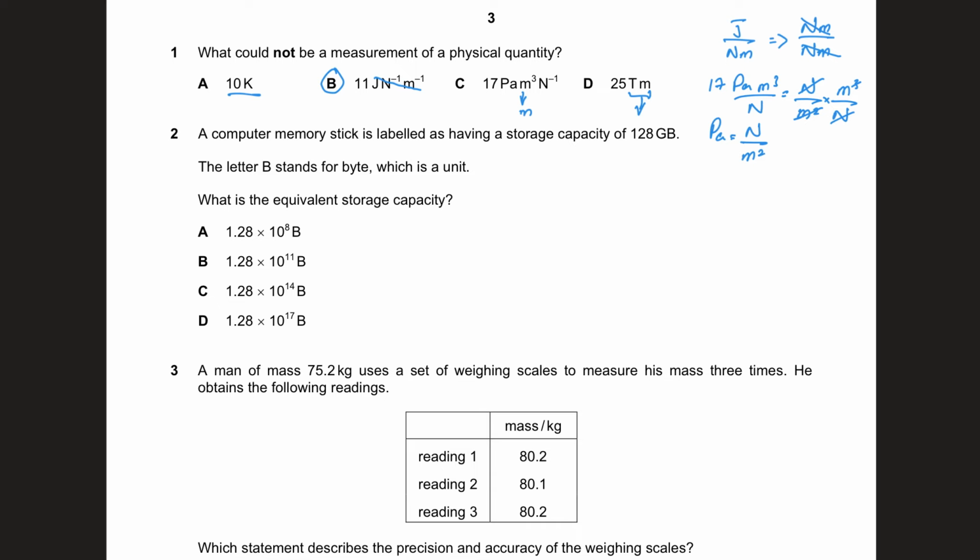Question 2 says a computer memory stick is labeled as having a storage capacity of 128 GB, where G is gigabyte. The letter B stands for byte, which is the unit. What is the equivalent storage capacity? 128 giga represents 10 to the power 9 byte. Because all the values here are in standard form, 1.28. If I convert this into 1.28, this becomes 10 to the power 11 byte. That is option B.